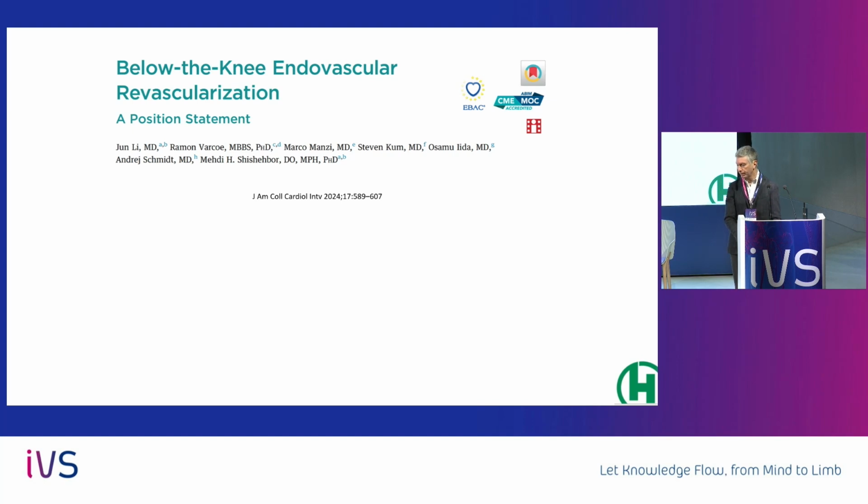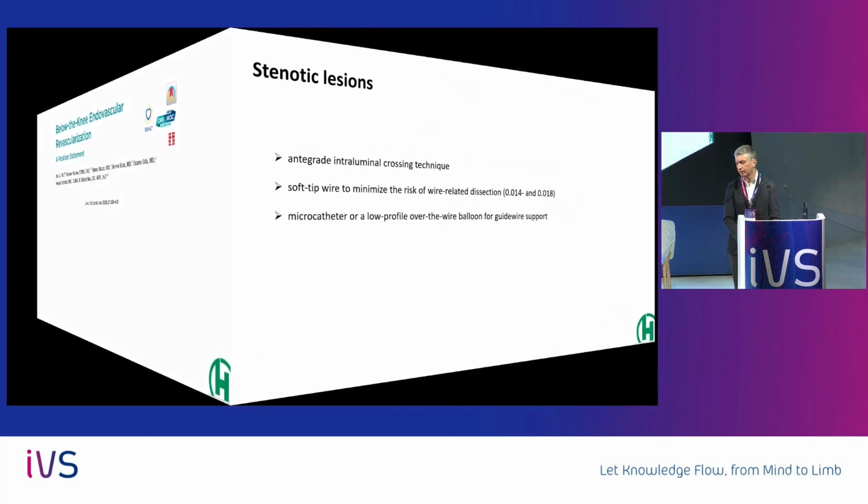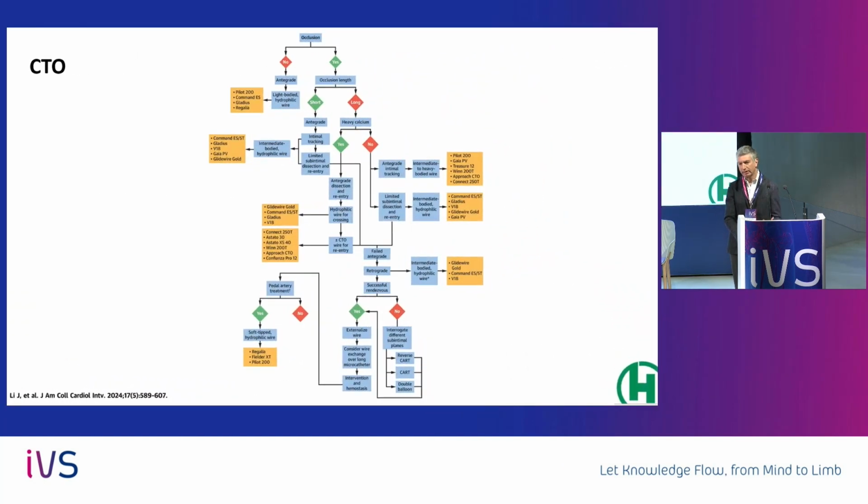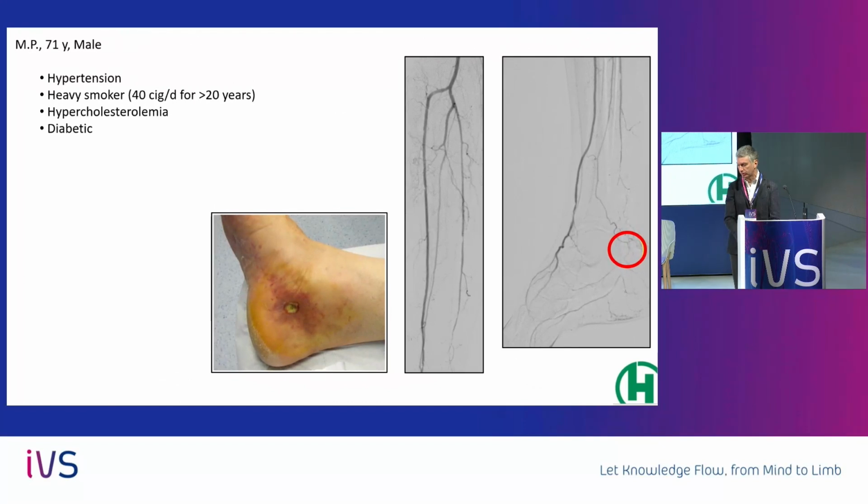This is a very recent paper that gives us a little bit of information regarding the technology and the technique. Stenotic lesion, pretty easy, but this is very rare in my opinion and in my practice. If we have a CTO, you see there is a flow chart that looks a little bit complicated, but it's pretty straightforward, also because it gives a lot of information about the type of guide wire. We generally start with something more gentle, and then we increase to be more invasive if we need, in case of a complication.